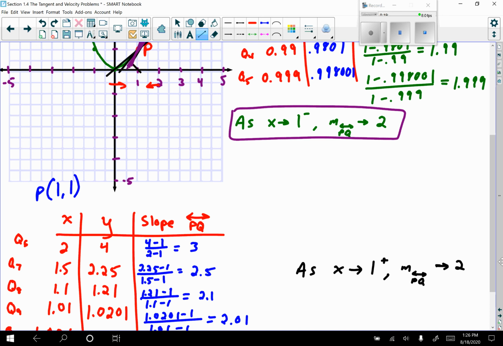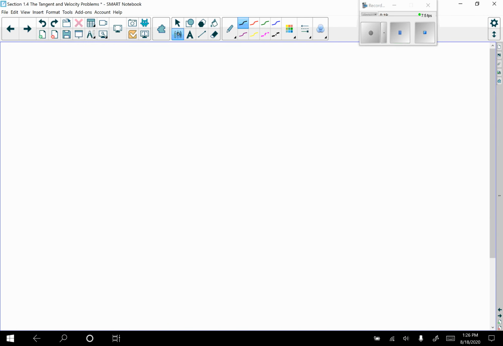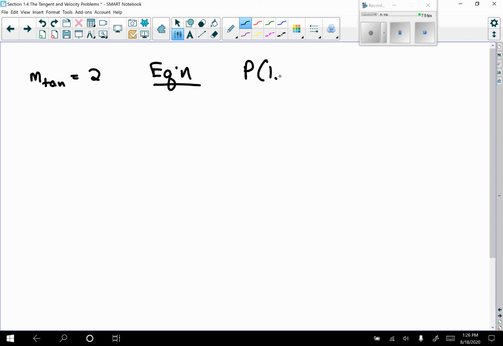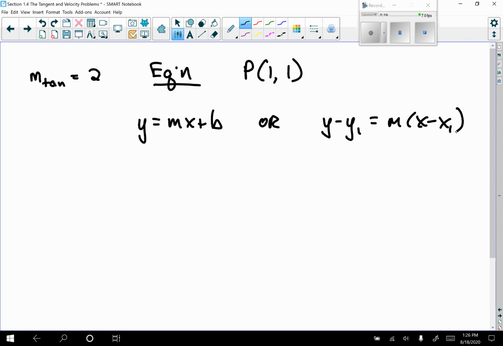So we found the slope. So I'm just going to start a new page here with this. So the slope of our tangent line is 2. We want to find the equation now. I'm going to abbreviate equation like this. So we know our tangent line is going to pass through the point P (1, 1), and we have the slope. So all we have to do is use y equals mx plus b, or we could use point slope form, y minus y1 equals m times x minus x1. Either way, we'll get to the equation of the tangent line.